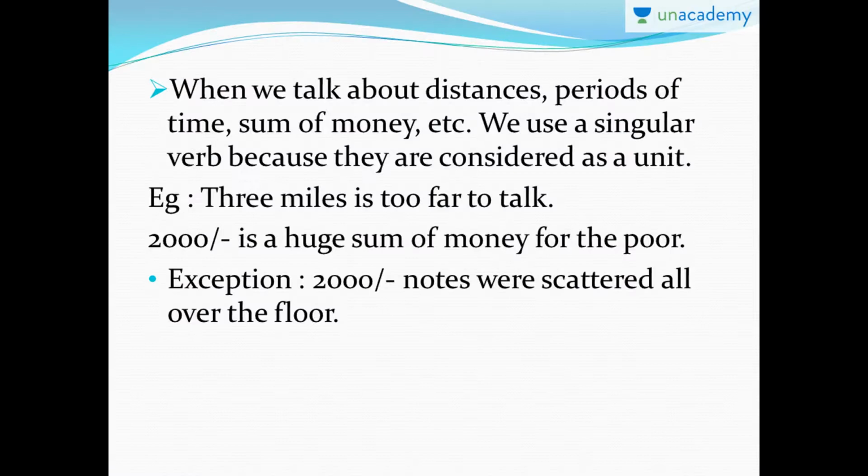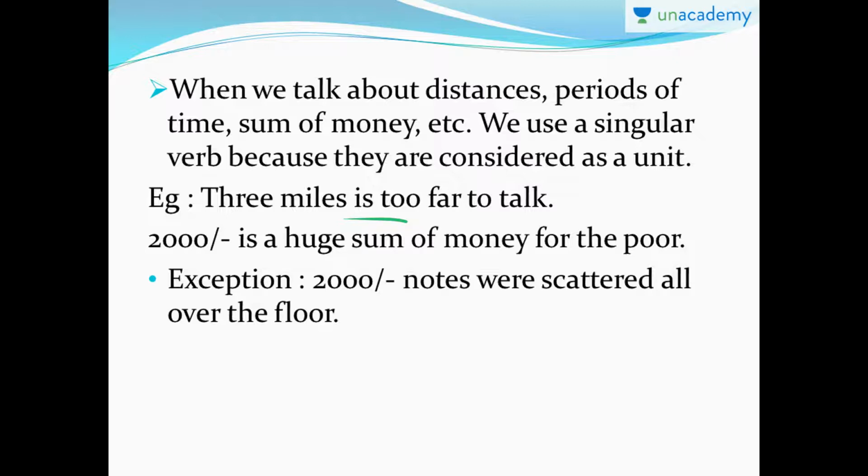All right, so the first one is when we're talking about distances, periods of time, sums of money, etc., we use a singular verb because they're considered as a unit. Even in the previous exercise we saw nobody, so we used a singular verb with it because we considered it to be one unit. So time, money and distances are considered to be one unit, so that's why we use a singular verb with them. For example, 3 miles is too far to walk. So 3 miles, in spite of it being plural, is considered to be one unit, so we take the singular verb. We cannot say 3 miles are too much to walk. No, 3 miles is too far to walk.